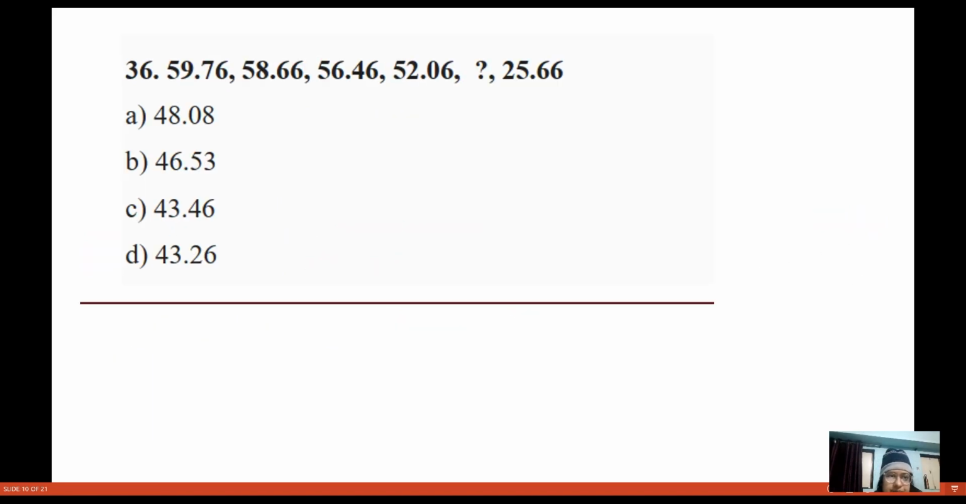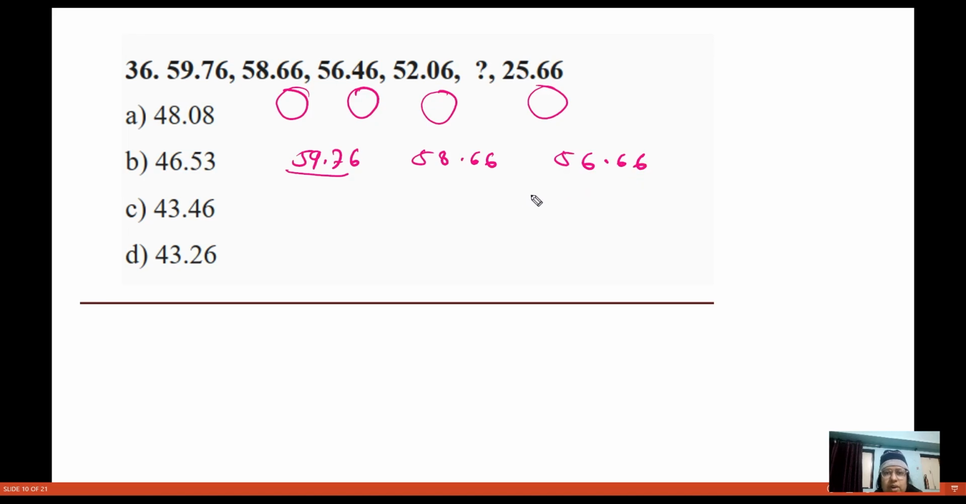Now let's move forward. Now look at this question. There is so much decimal here. This is the first time we are encountering a question from decimal. So this is 59.76. This is 58.66. This is 56.66. Okay. And this is 56.46. And this is 52.06. And then we have something, and then suddenly we have 25.66. Now in this one we have to find the missing number.